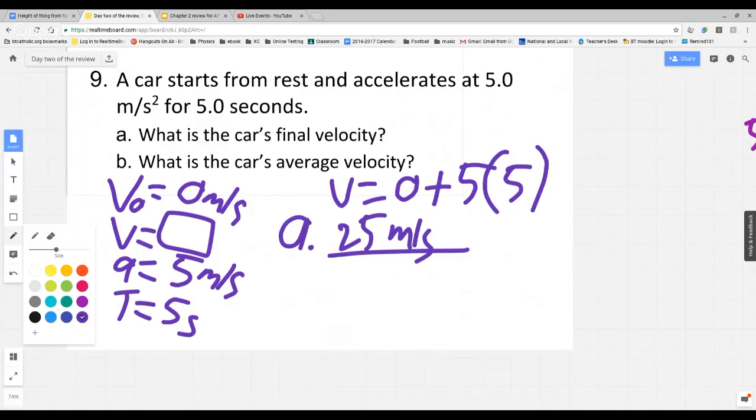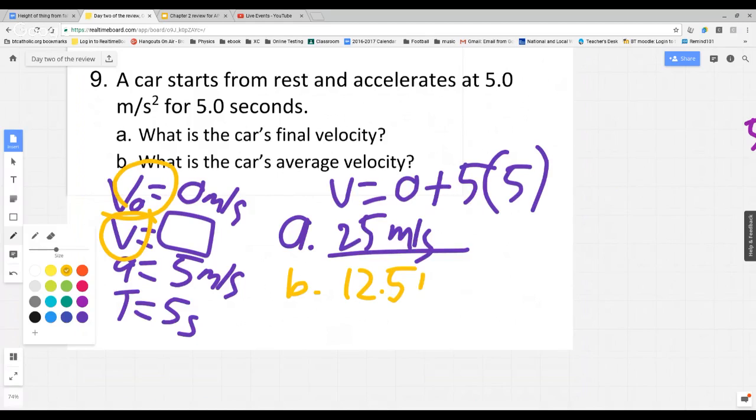Alright, B, do you guys know how to find the average? This is something you're going to have to do on the quiz. If you have two things, you have to find the average of those two things: you add them together and then you divide by 2, because there are 2 of them. So B, the average, is 12.5.